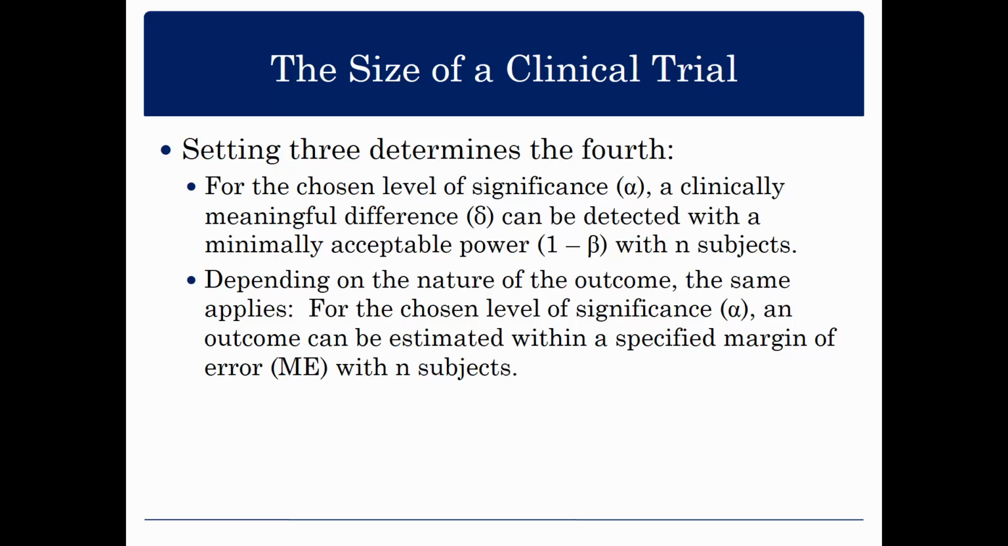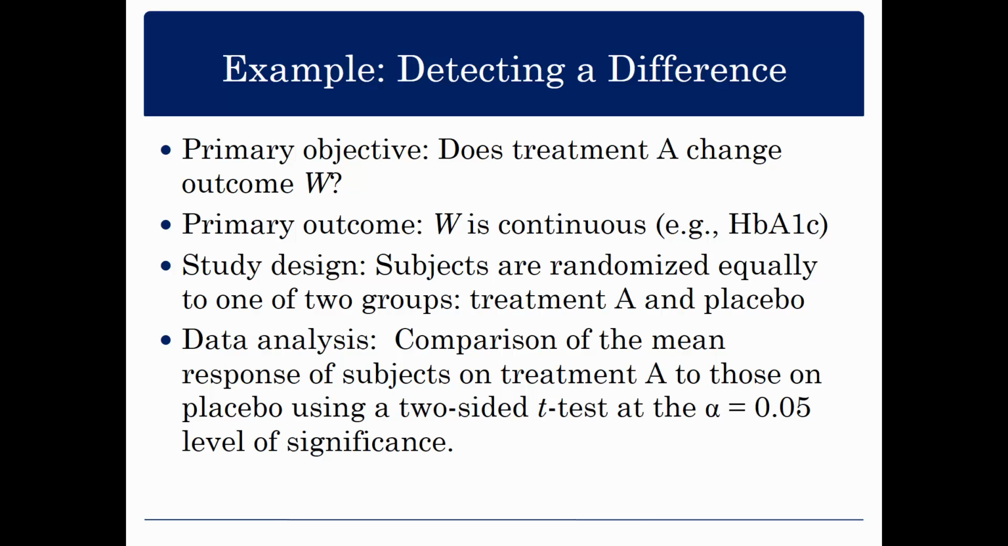Depending on the nature of the outcome, you could actually do a similar approach with the confidence interval. So this is not power here. This is the precision based for the estimation trial. If you know the level of significance, you can actually find the relationship between the number of subjects and the margin of error, or the width, precision of the confidence interval. So either way is an approach that's feasible.